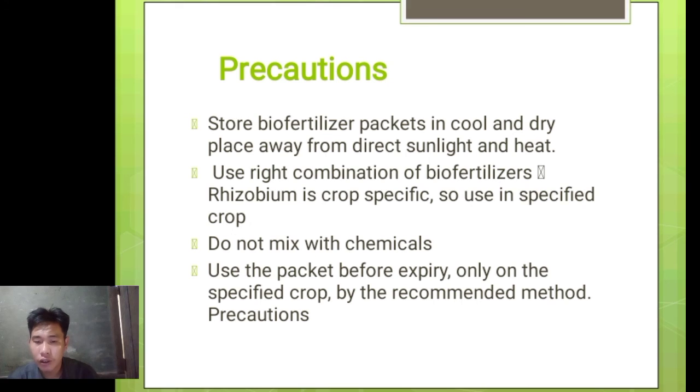Precautions. Store biofertilizer packets in a cool and dry place, away from direct sunlight and heat. Use the right combination of biofertilizer. Rhizobium is crop specific, so use it on the specified crop. Do not mix with chemicals. Use the packet before it expires, only on the specified crop by the recommended method.